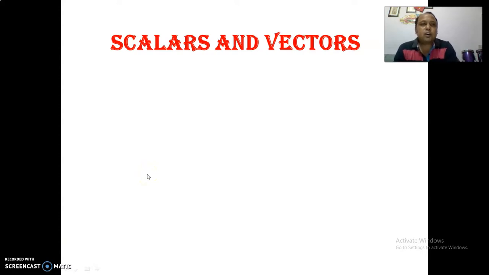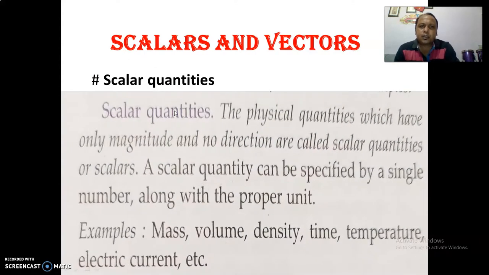Now here you see, we all know that all the physical quantities can be divided into 2 parts. One is scalar and another is vectors. So just to remind you, the scalar quantities, the physical quantities which have only magnitude and no direction, are called scalar quantities or scalars. A scalar quantity can be specified by a single number along with a proper unit. Some of the examples of scalar quantities are mass, volume, density, time, temperature, electric current, etc.